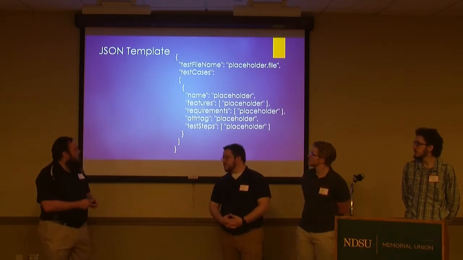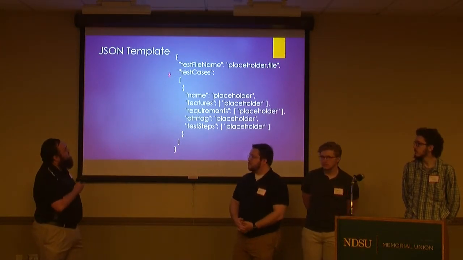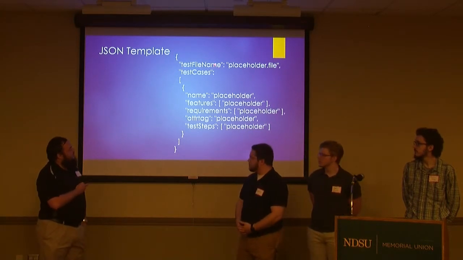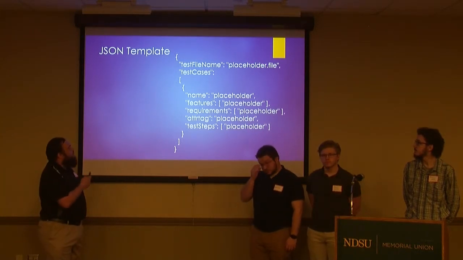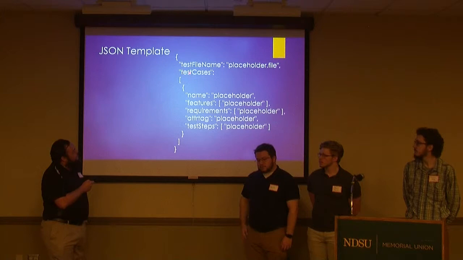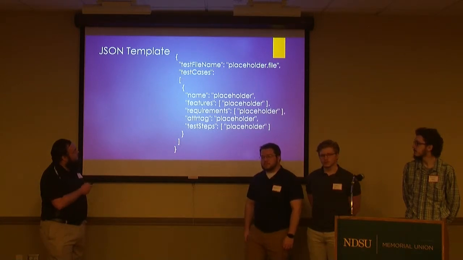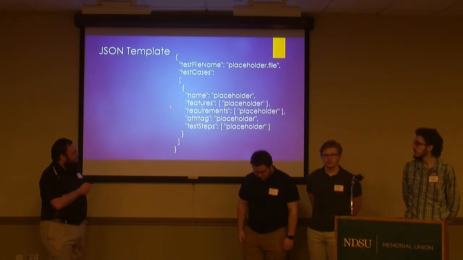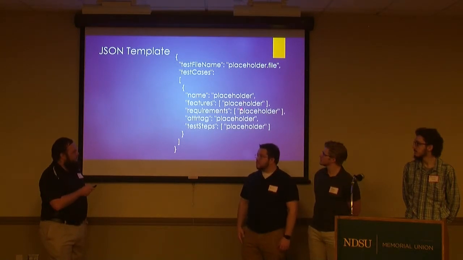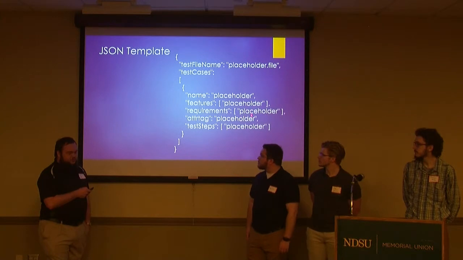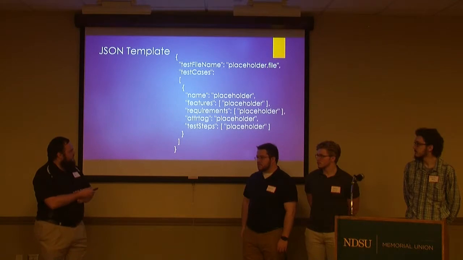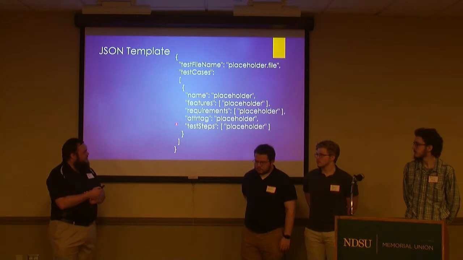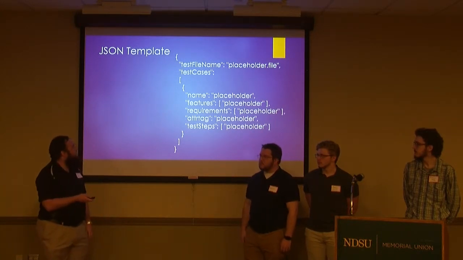Alright, so now to quickly cover the JSON template as described, the main components are the name of the test file, as each individual test file will be one JSON file, and then the test cases is an array, each array having an object that contains the name of the test, the features, the specific requirements of the test, attribute tags. These would be things such as public, static, or what it could return, and then an array of each line of the test steps that would be involved for it.